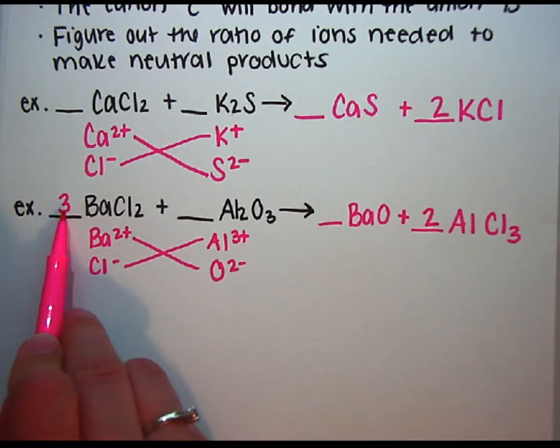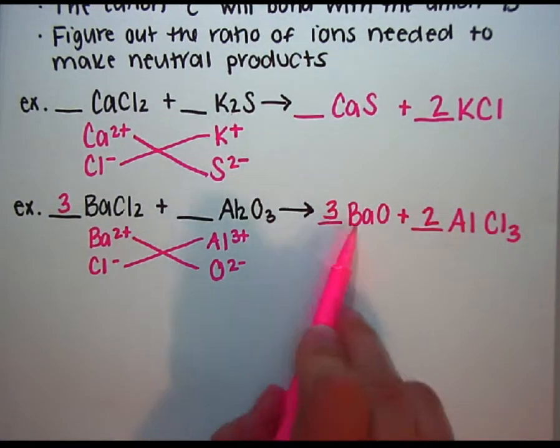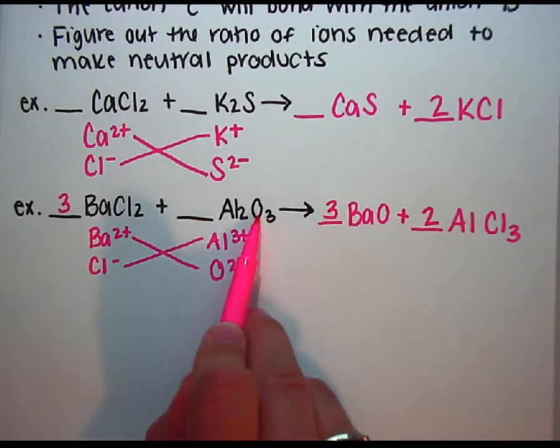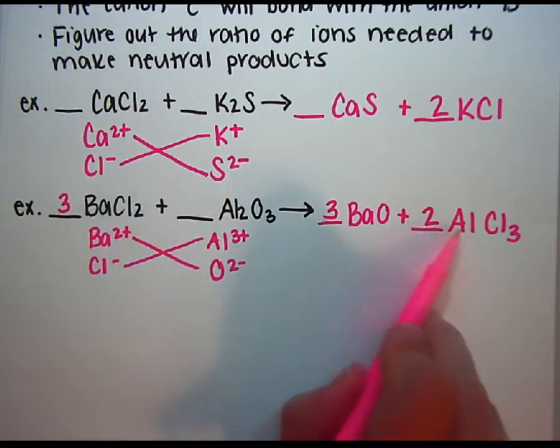Now that I added up 3 there, I have 3 bariums. That gives me 3 oxygens. Here I have 3 oxygens. And notice that our aluminums are balanced as well. 2 aluminums, 2 aluminums.